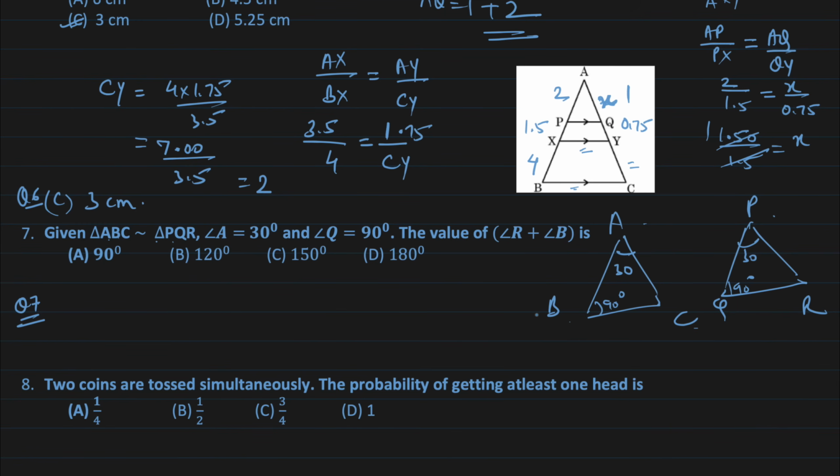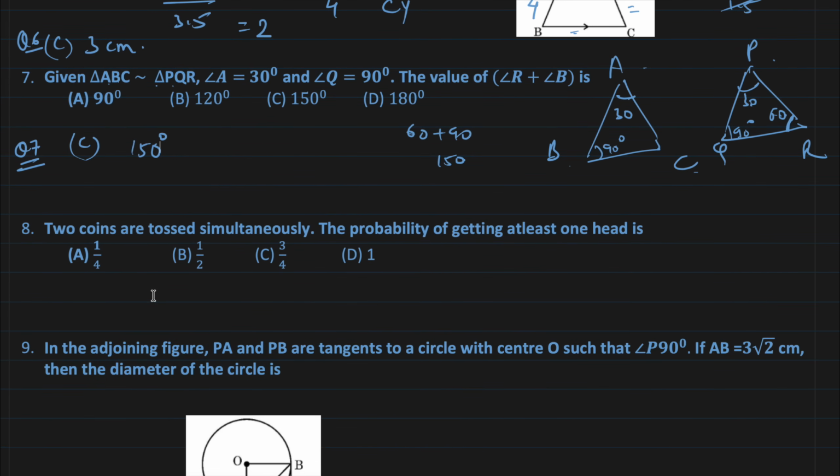So they are asking for R plus B. So how much will be R? It is 30, 90, so R will be 60, correct? So 60 plus 90 you have to do, which is 150, right? So option number C, 150 degrees. I hope it's clear, students.